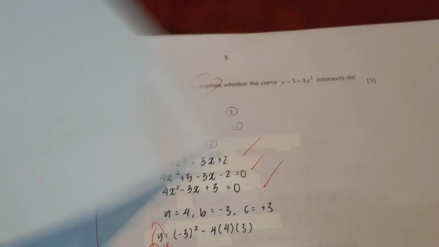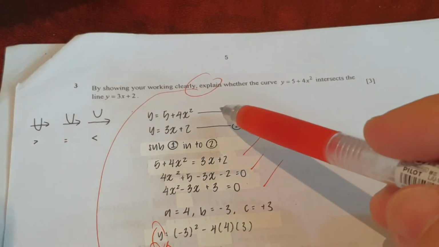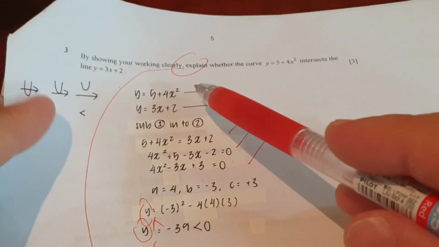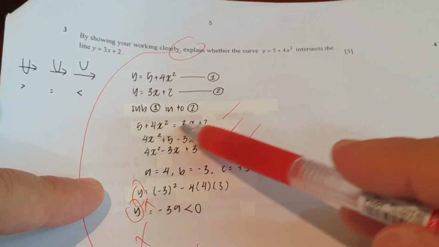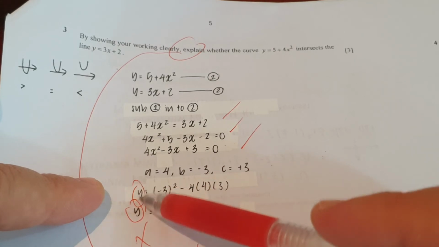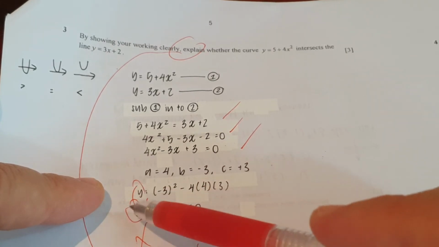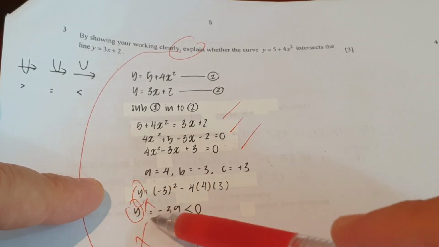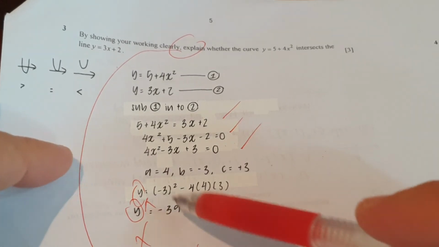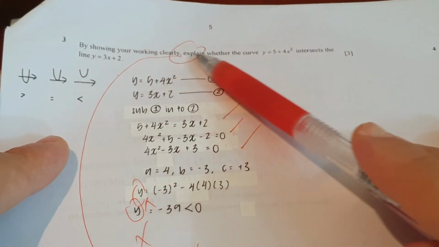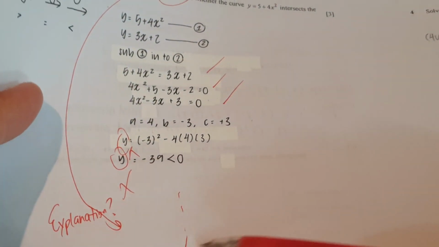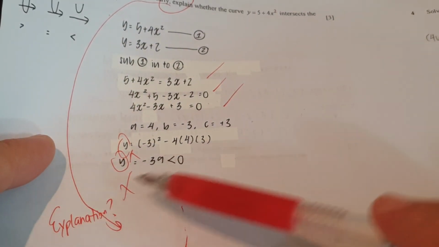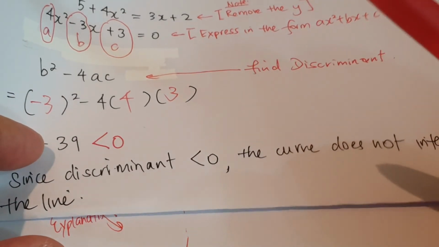Okay, now next mistake: some of you don't know what is going on. You go and sub, and then y, but you're not finding y, you're finding the discriminant b squared minus 4ac. B squared minus 4ac is this, which is less than 0. Then for explain questions, you cannot just show working and never make any conclusion. You need to make some conclusion like so.